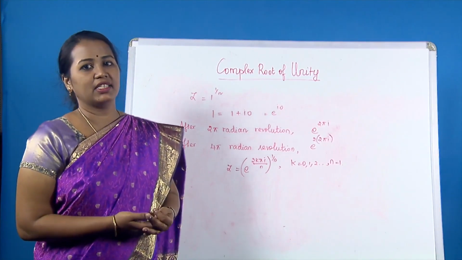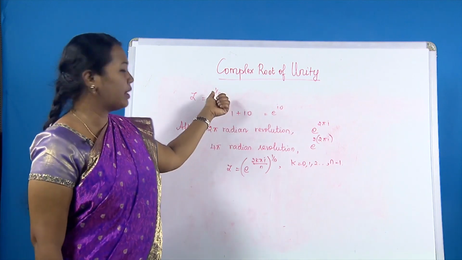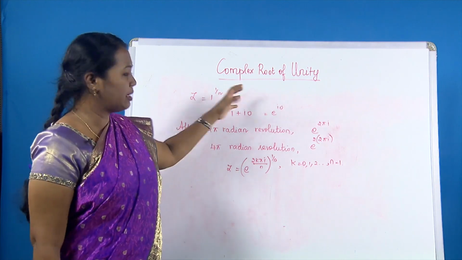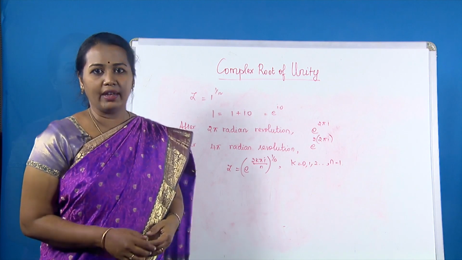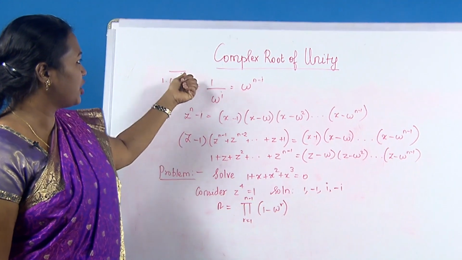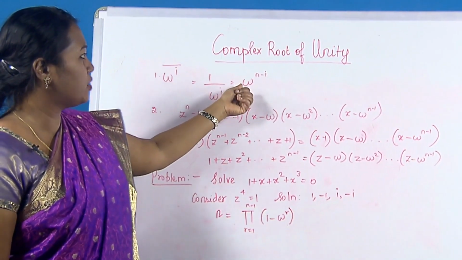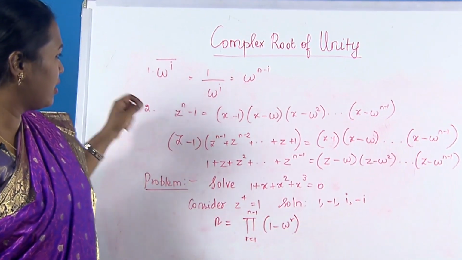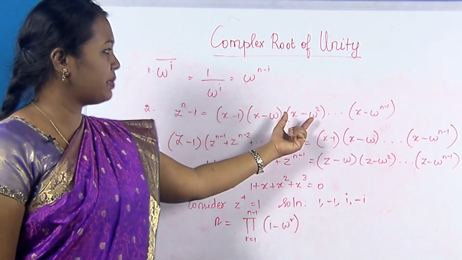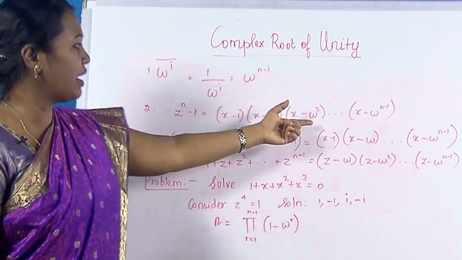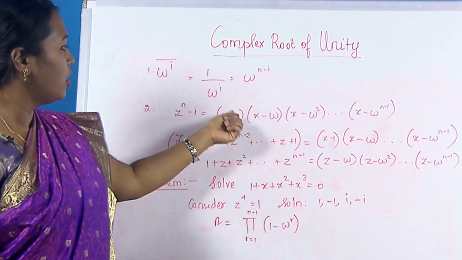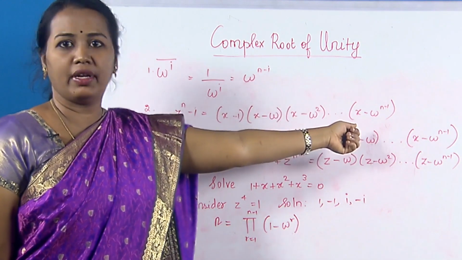The point of this exercise is to show that all the roots of 1 power 1 by n, the complex roots of unity, lie on the unit circle, and the period also changes depending on the value of n. Now these are some of the important things to note about this. So omega power I conjugate is equal to 1 by omega power I, which is equal to omega power n minus I. The second note is that x power n minus 1 can be written as x minus 1, x minus omega, x minus omega squared. We can write it in this manner because we know that the roots of z power n minus 1 equal to 0 are 1, omega, omega squared, and so on up to omega power n minus 1.